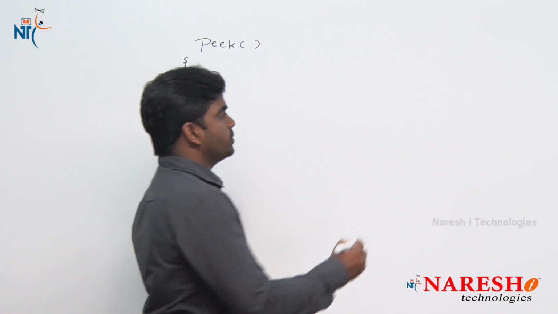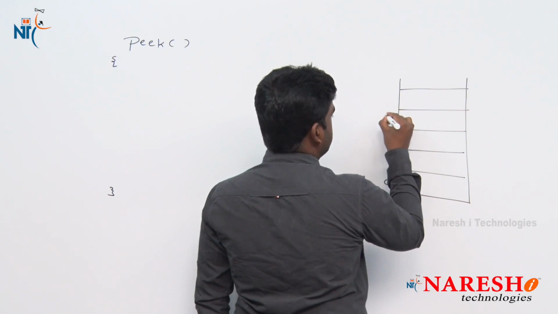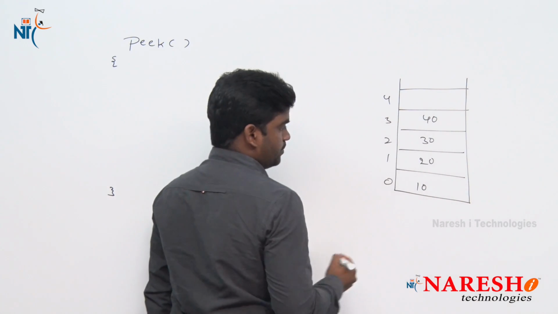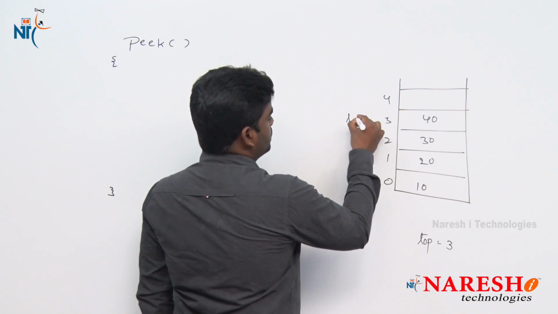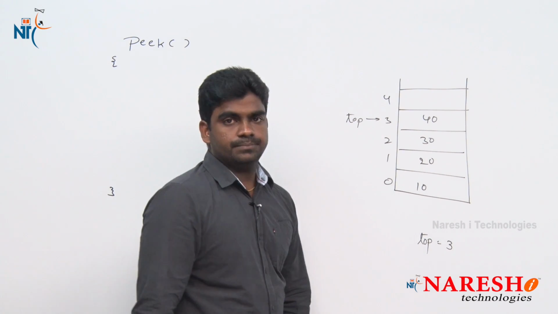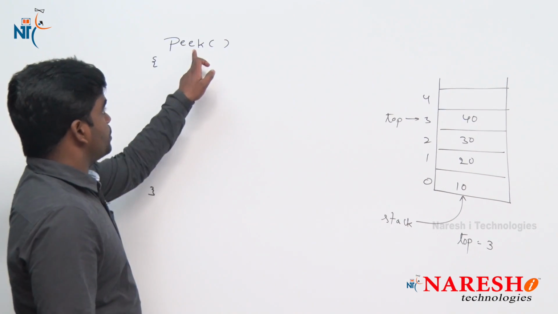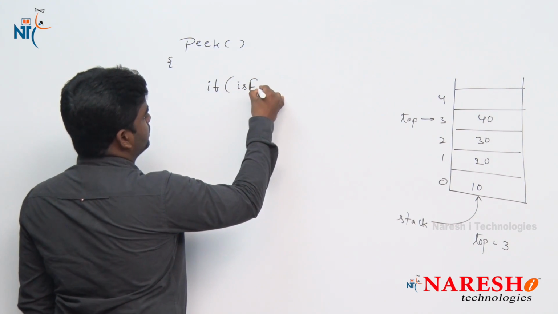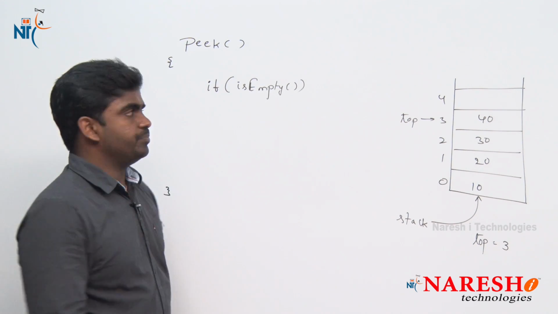For example, here on the stack, suppose elements 10, 20, 30, 40 only are present. So top is pointing to 3, because 4 elements are there. Capacity as usual is 5 and top is pointing to this one. Now, peek method means, as usual, first we are checking if the stack is empty or not. So same story, if the stack is empty, it will return 0.